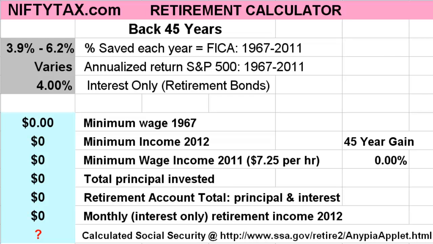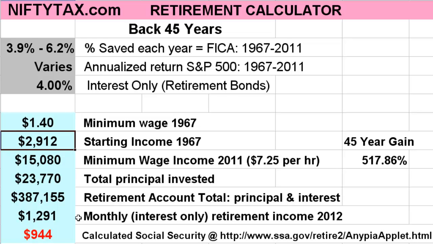Can retirement savings accounts be used to replace all taxes based on income? This retirement calculator will go back 45 years and compute the monthly interest-only retirement for a person that started out back in 1967 making $1.40 an hour. His starting income would be $2,912 a year, and in 2011 his income would be $15,080 per year, or $7.25 per hour.